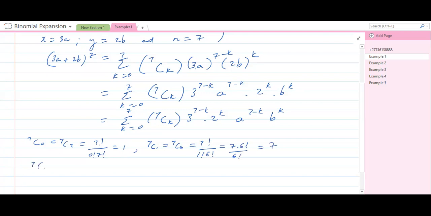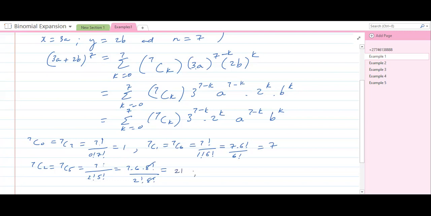Then 7 choose 2 will be the same thing as 7 choose 5. 7 factorial over 2 factorial 5 factorial is 7 times 6 times 5 factorial over 2 factorial 5 factorial. The 5 factorials cancel out. 7 times 6 is 42 divided by 2, which is 21.